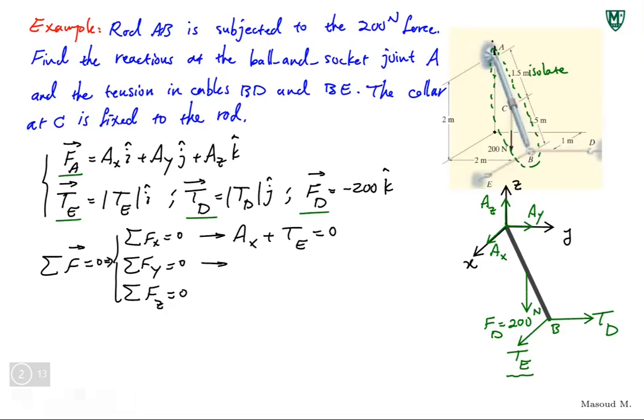From the second one, what do we have in J direction in all these forces? AY plus TD, right? AY plus TD is equal to 0. And in Z direction, well, I have AZ following the same process, minus 200 is equal to 0. So from there, you can easily see you can find AZ immediately is 200 newtons. There you go. We found one component of the support force.